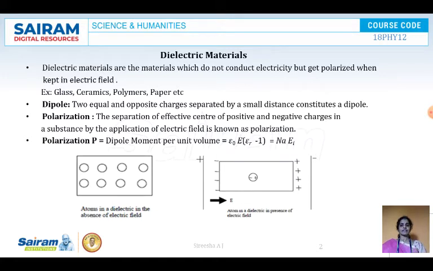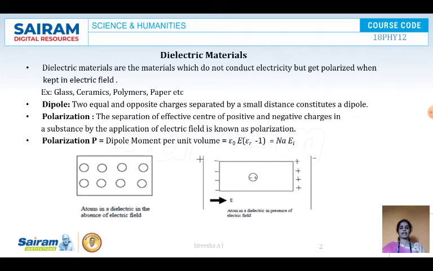Examples are glass, ceramics, polymers, paper, etc. What is polarization? We will see in the next part. So, the materials which do not conduct electricity but get polarized in the presence of an electric field are dielectrics. What is a dipole? Two equal and opposite charges separated by a small distance constitute a dipole. So, two equal and opposite charges separated by a fixed distance is nothing but a dipole.